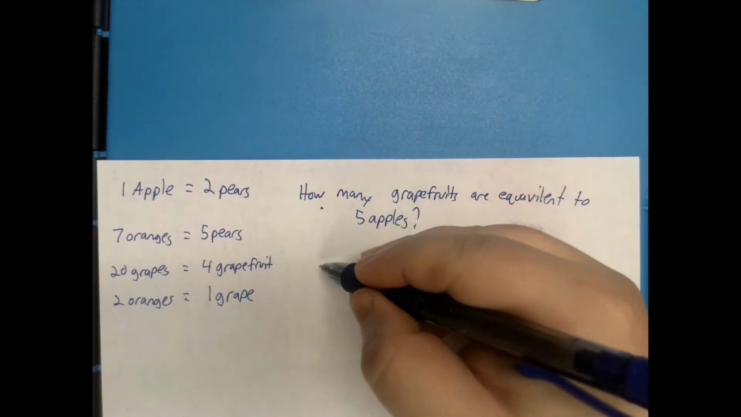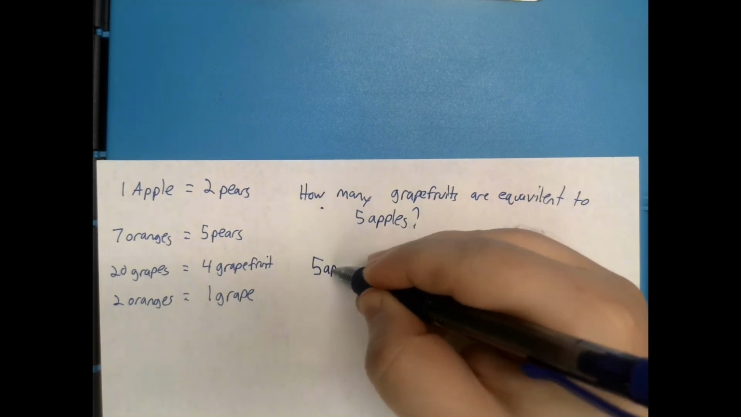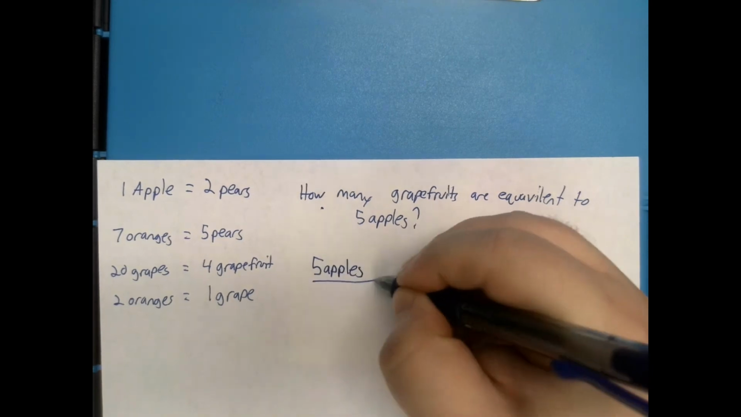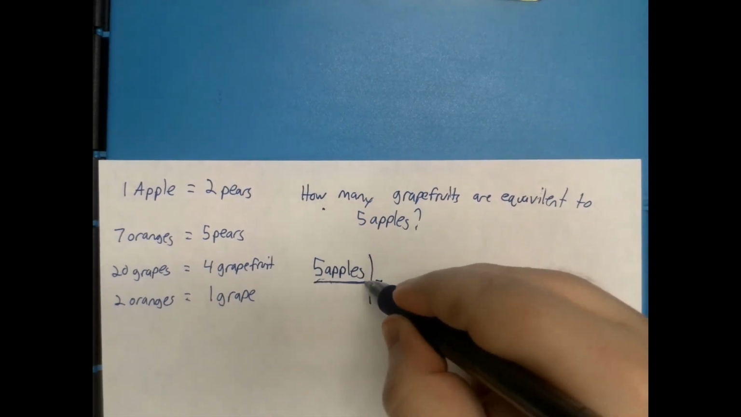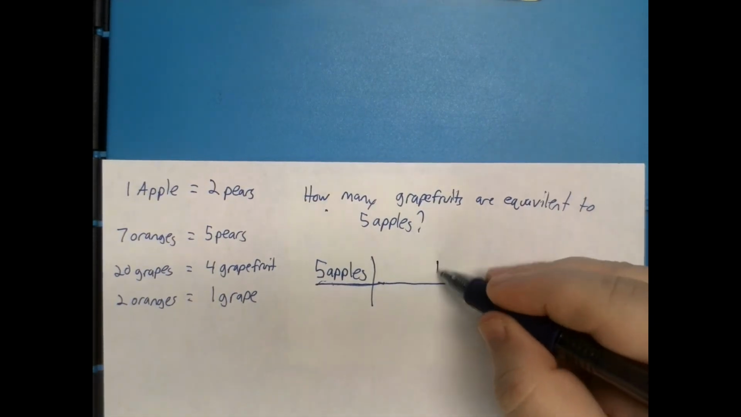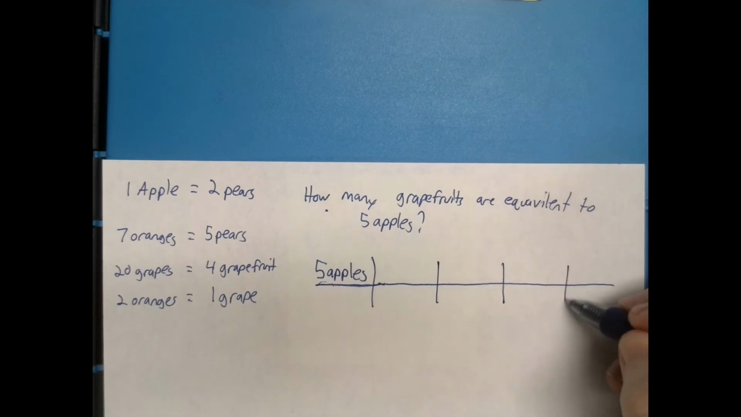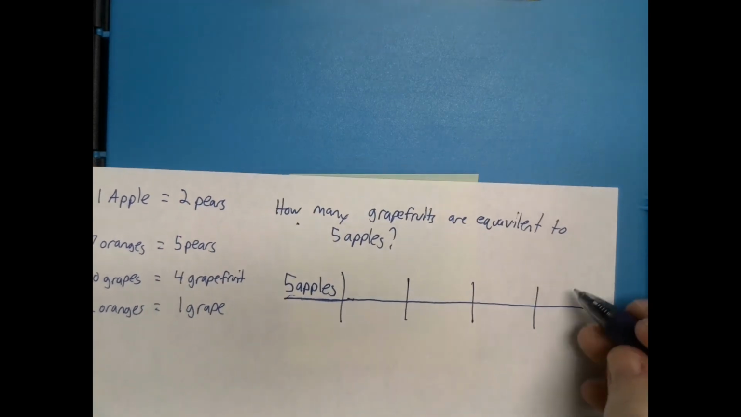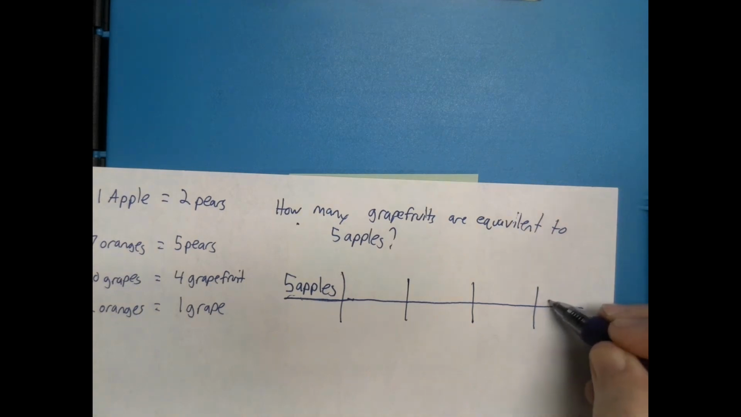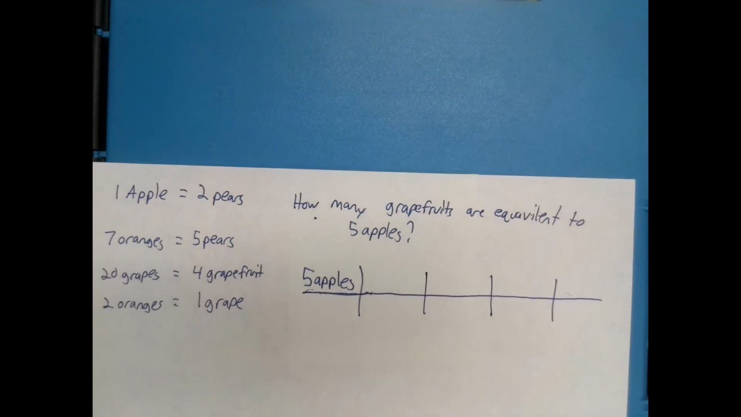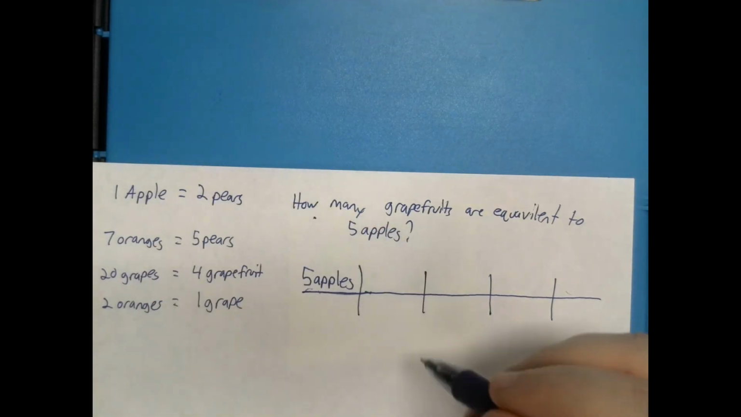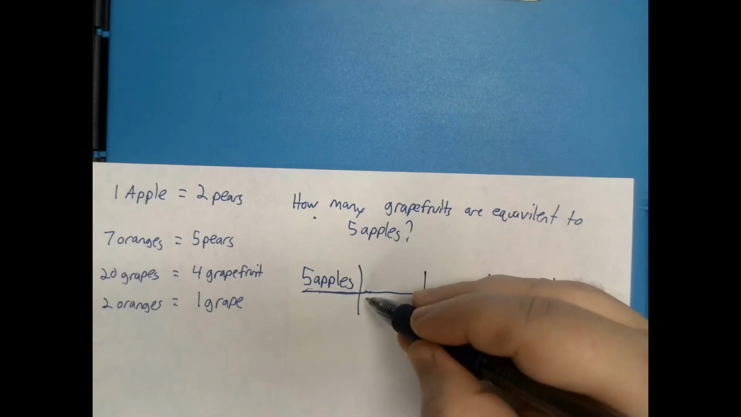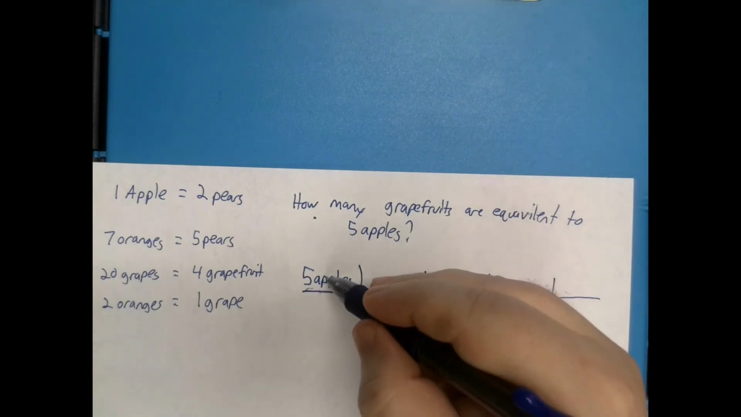So what you do is you begin with what you're started with. Apples. And we're going to do some unit conversion. I make this grid. And I'm going to eventually try to get to grapefruits down here. I want grapefruits, the only thing left. So let's do some conversion. I can convert apples to pears. So what you do is I have apples here.